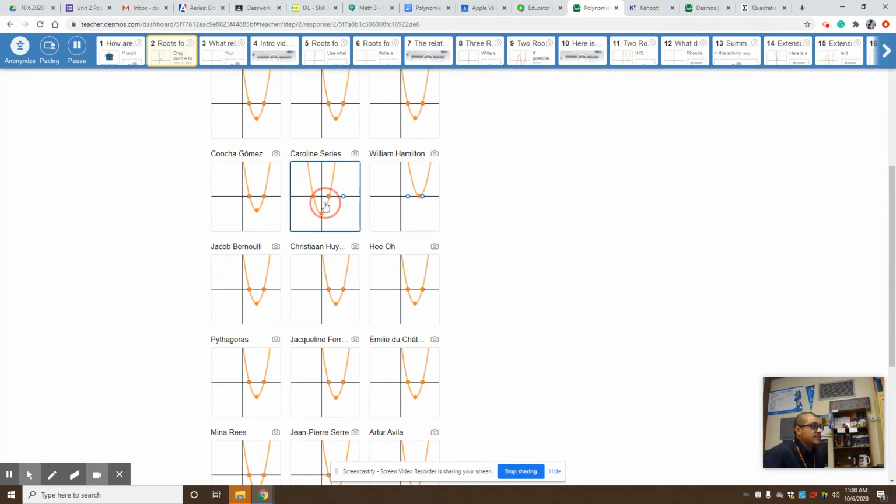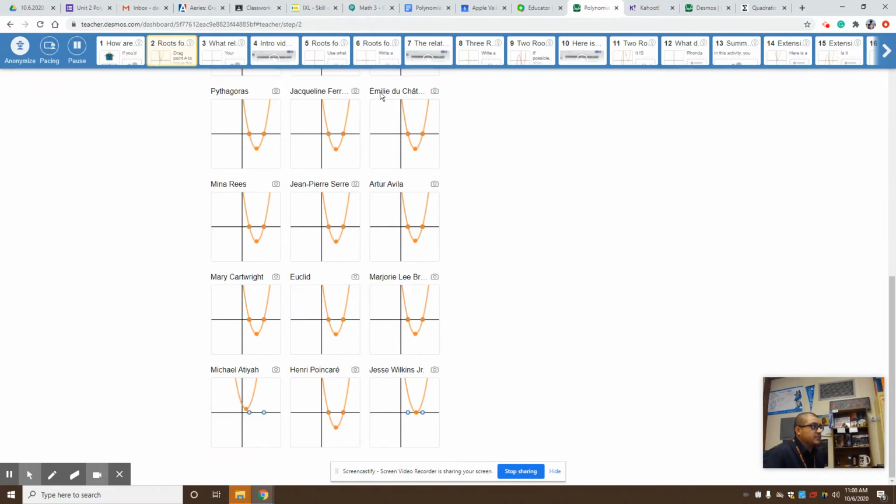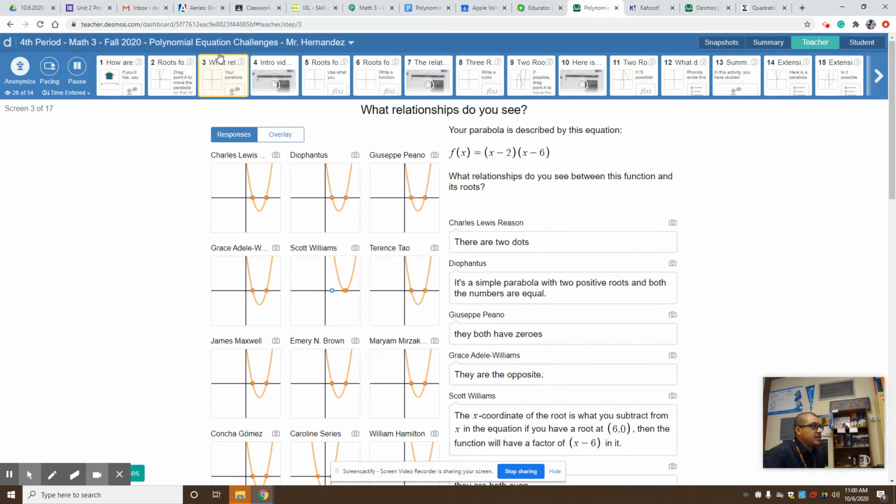And so, other than that, here's another example. Now, this has an x-intercept where it tells you on this side, but this one is too far to the right, so you want to move it over here. So now it has the two x-intercepts where it wants it.